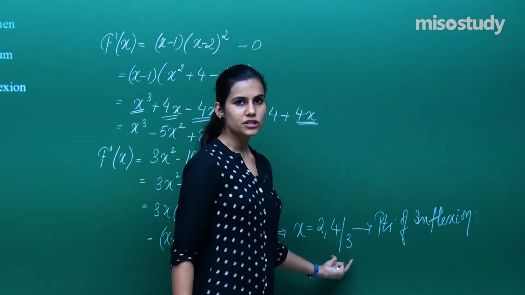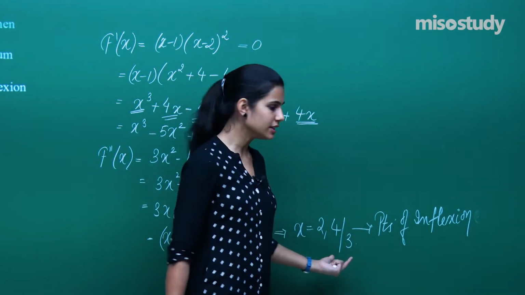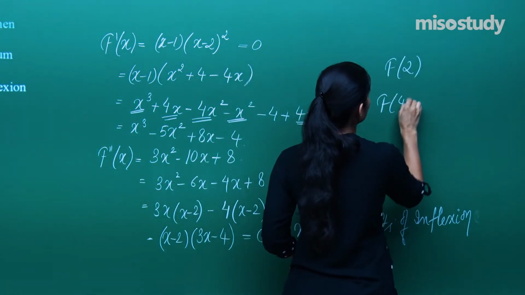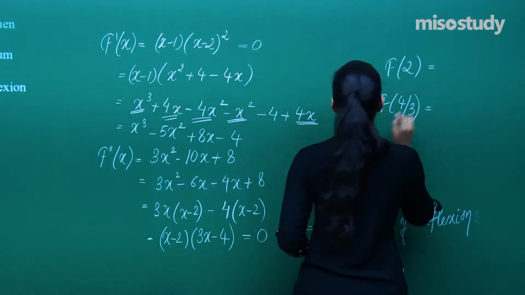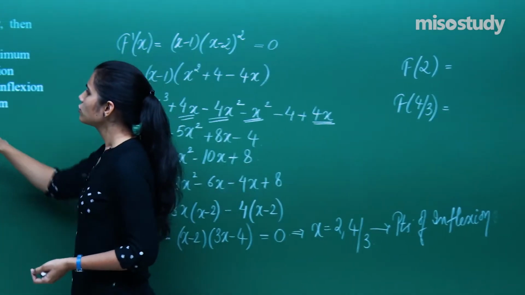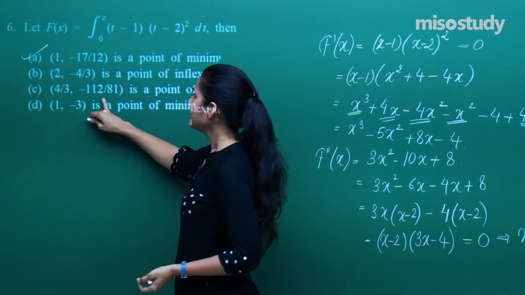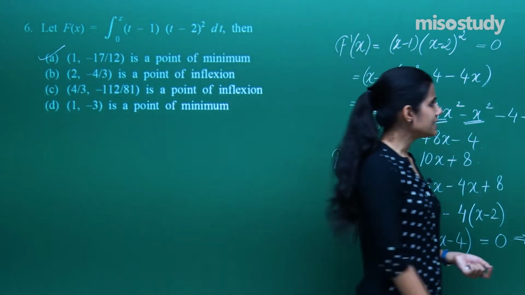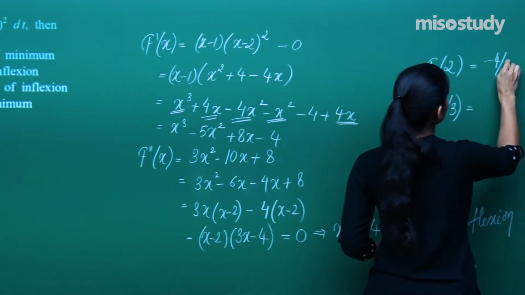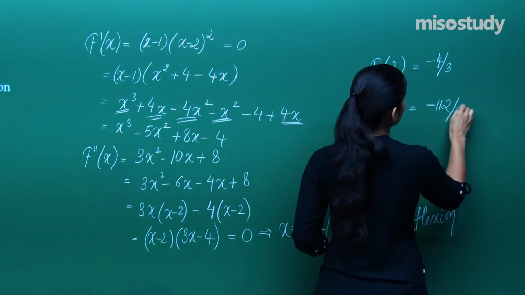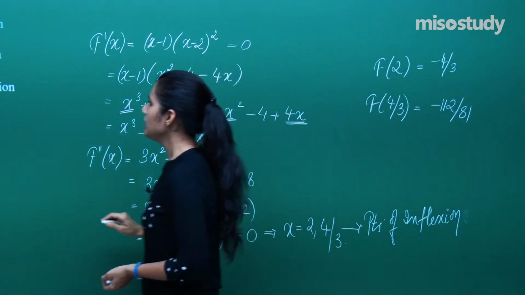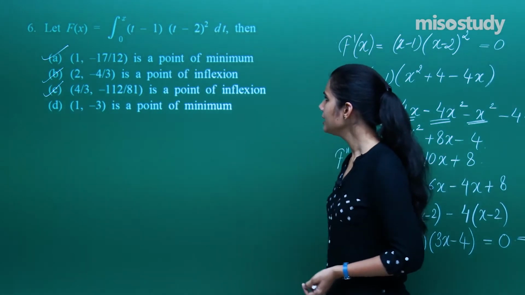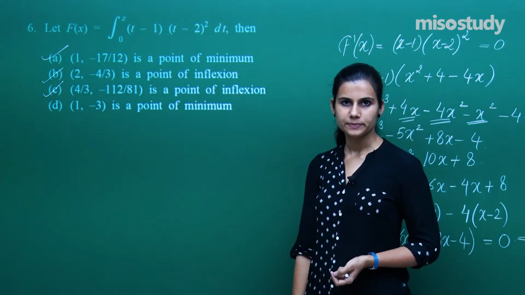And at these points of inflection, what are the values of the function? You are going to calculate f of 2 and f of 4 by 3. You will find that f of 2 comes out to be minus 4 by 3 and f of 4 by 3 comes out to be minus 112 by 81. Yes, this comes out to be minus 4 by 3 and minus 112 by 81, and hence you get that (2, minus 4 by 3) and (4 by 3, minus 112 by 81) are points of inflection.